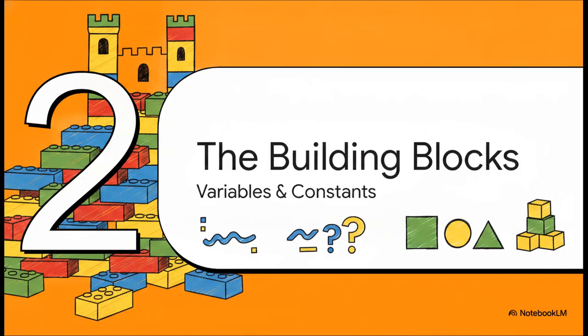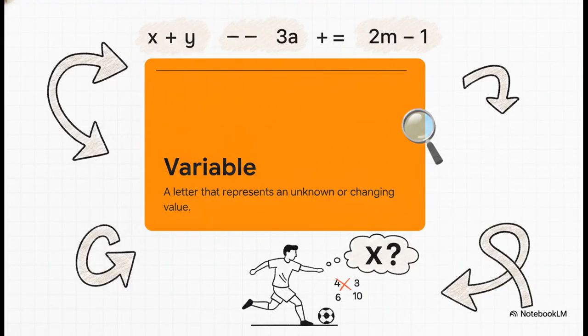Section 2. The building blocks. Just like you build a castle with Lego blocks, we build math sentences with two main pieces. Our first building block is called a variable. A variable is simply a letter, like X, Y, A, or M, that represents an unknown or changing value. Think about the word itself. To vary means to change.